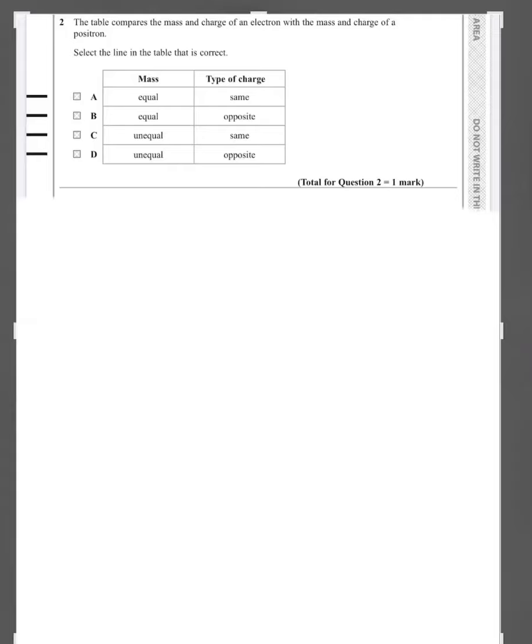The table compares the mass and charge of an electron with the mass and charge of a positron. Select the line in the table that is correct. So this is an electron and this is a positron. These two will have the same masses but different charge. This is a negative charge with charge of -1 and +1. So the answer is mass would be equal and the type of charge would be opposite. So the answer is B.